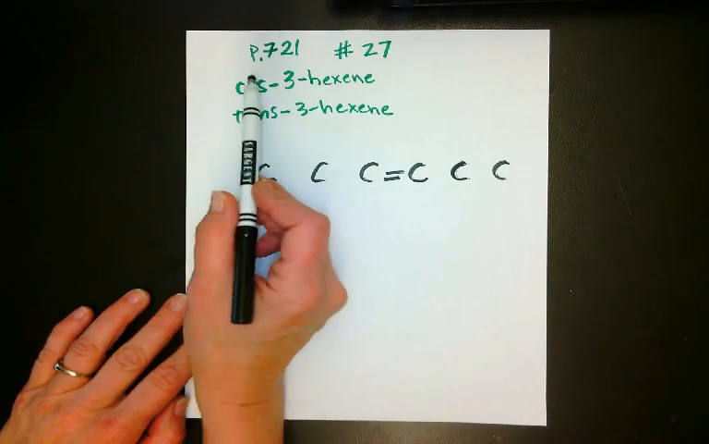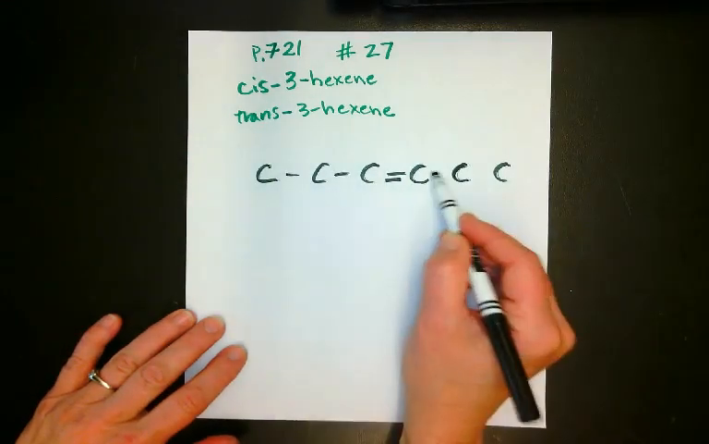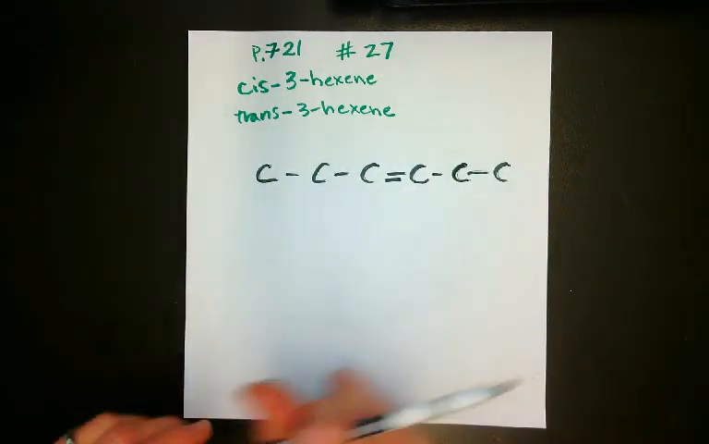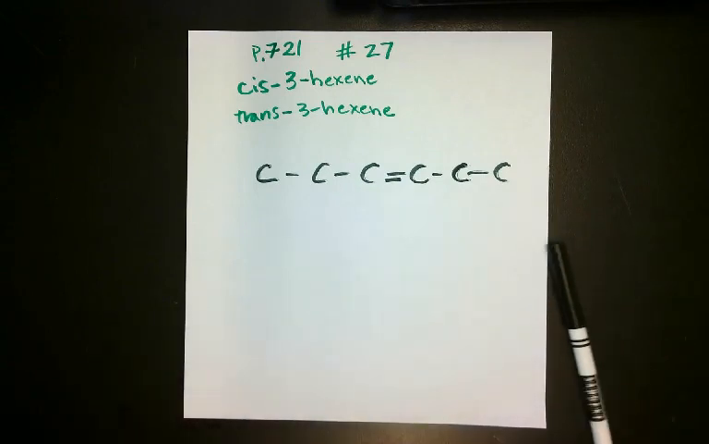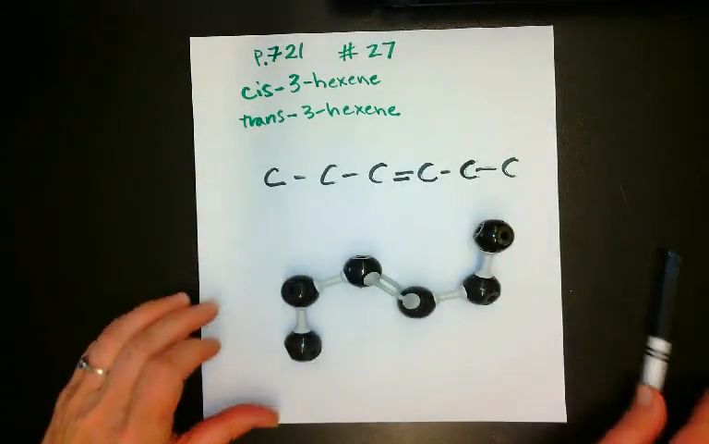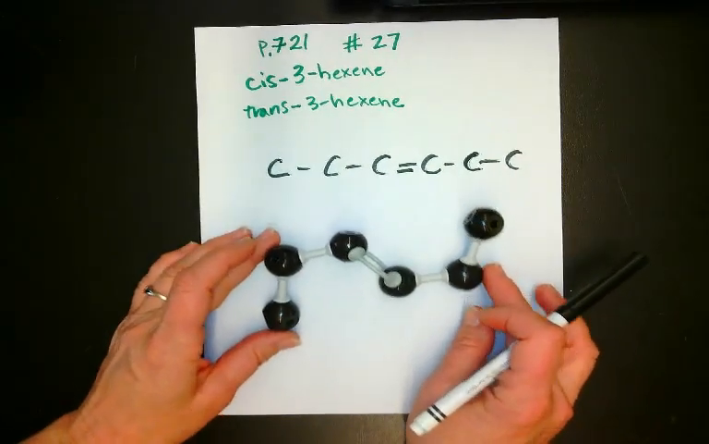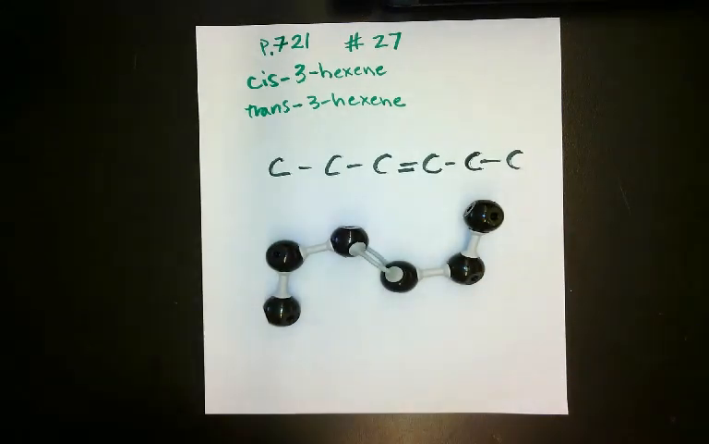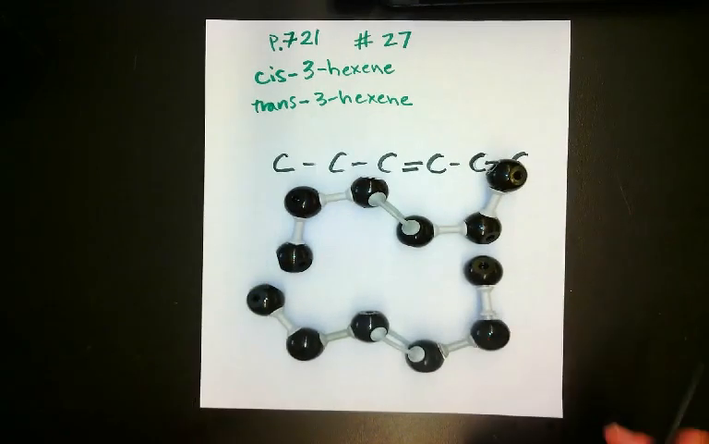So now I've got to prove cis and trans. So I'm going to show you a model on how that works. So this is linear, and they're not linear. When you make an organic molecule, they actually have bends and twists in them. So here's an example of a trans 3 hexene, and here's an example of a cis 3 hexene.